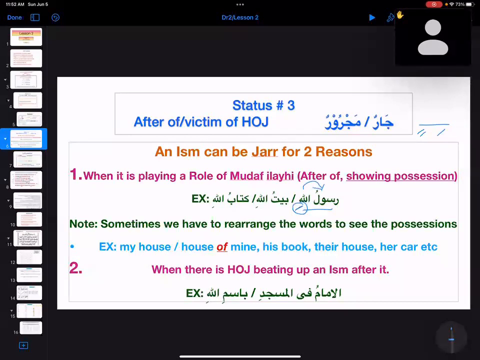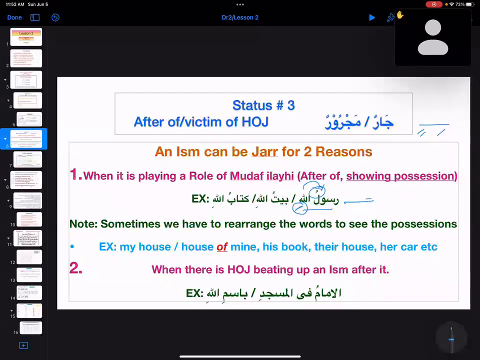Rasul is not going to be jar; Rasul can be any status. The one who is possessing something, the one who has the belonging, should be jar in status. So Allah is not the belonging; Allah is the possessor of Rasul over here, right? So that's why the word Allah is going to be jar in status. And the word Rasul can be any status, depending on what is before it.